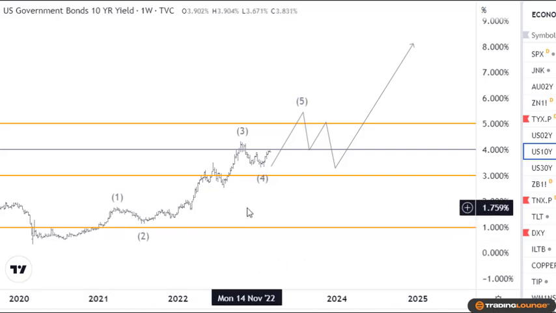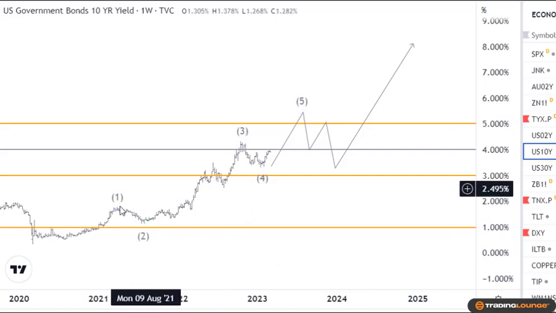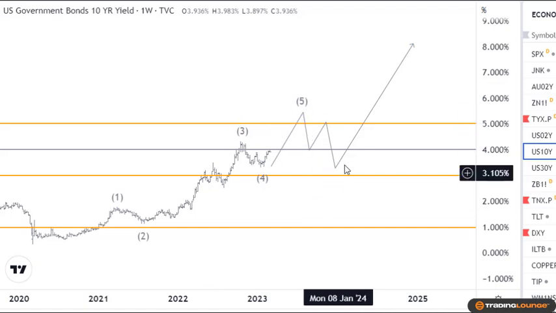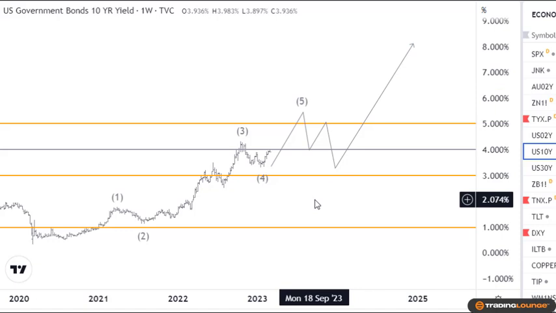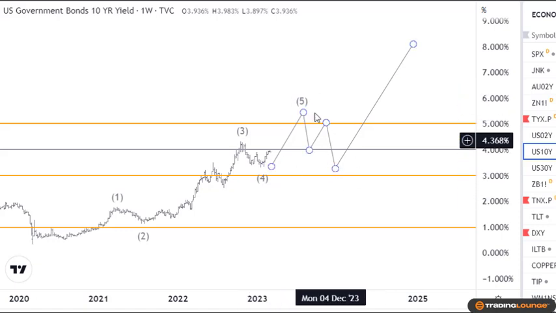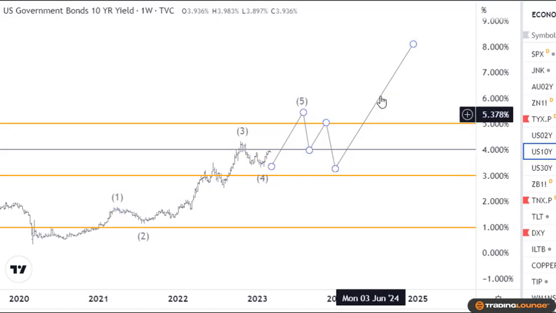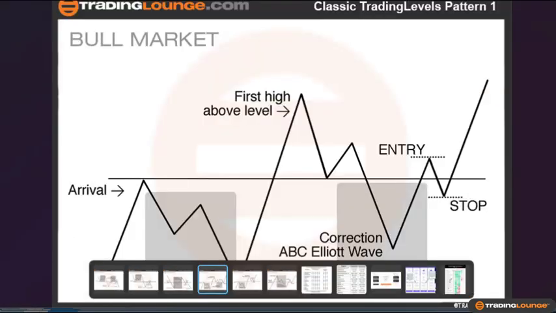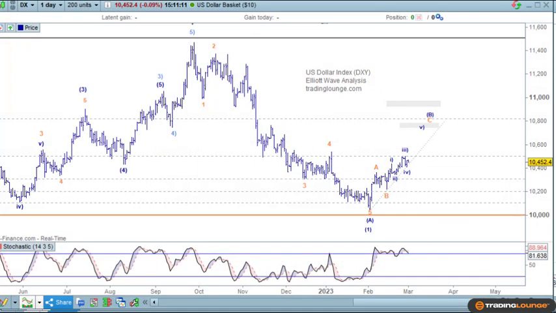So that means that with the extension in wave 3, wave 1 and wave 5 will be sort of roughly the same. So that will take us to the 5%, and then we'll have some type of correction, then we'll go up again. So you want to be paying off your mortgages before this takes off up here, I reckon. Anyway, that's that. Let's continue on, and we're looking at the US dollar now.